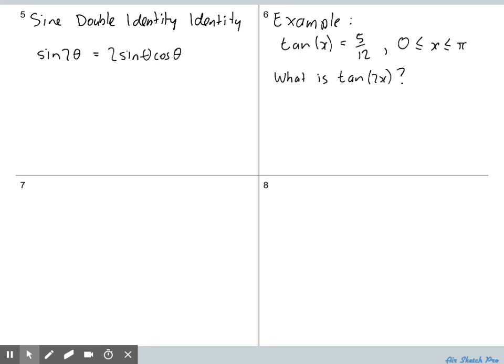And note that I don't need to know the angle. It doesn't ask me to work out what x is. It just asks me to work out what tan of 2x is. Okay, so keep that in mind. So here's the solution. The solution will take a few slides.